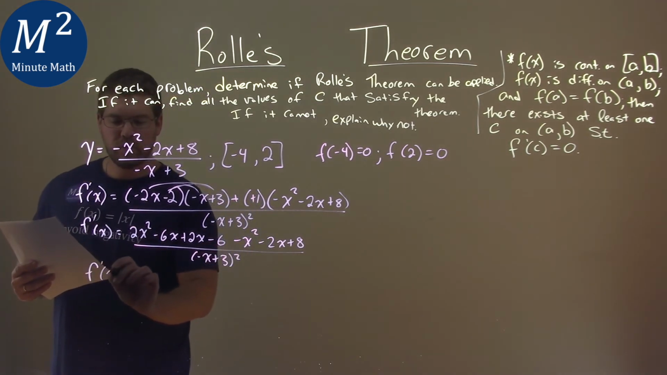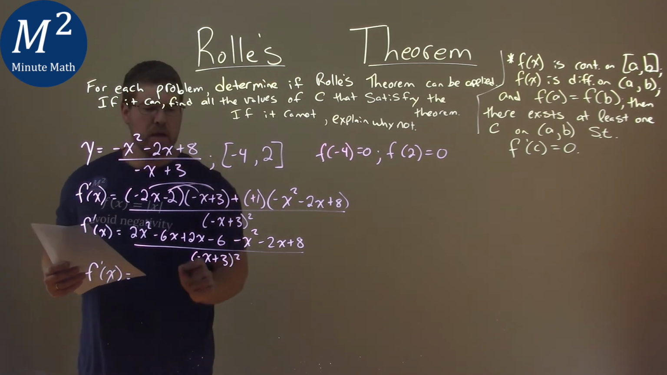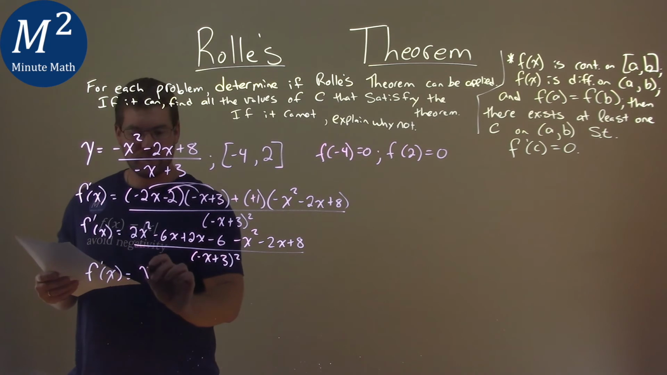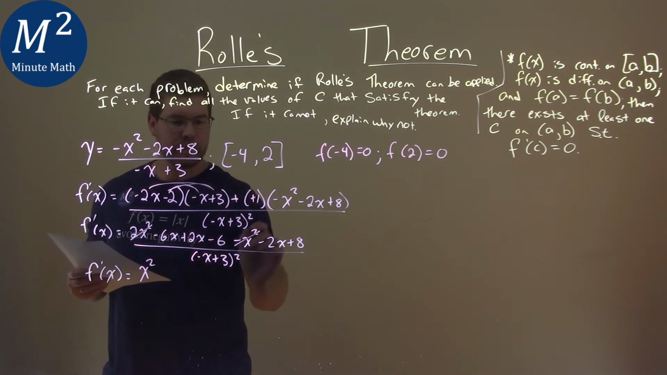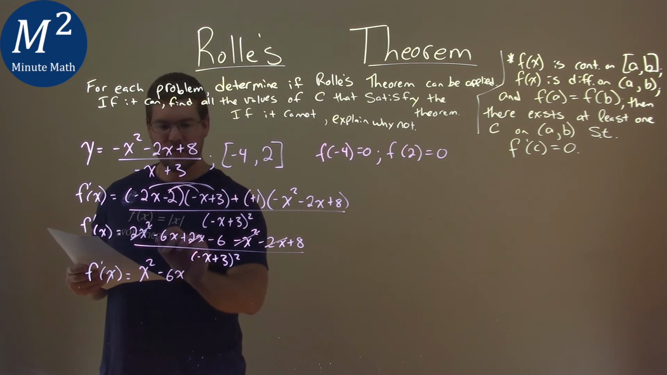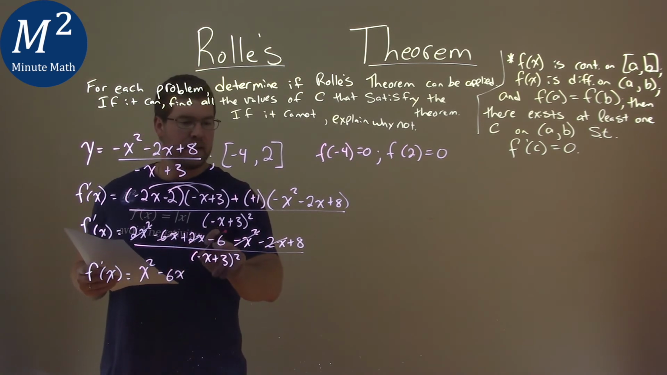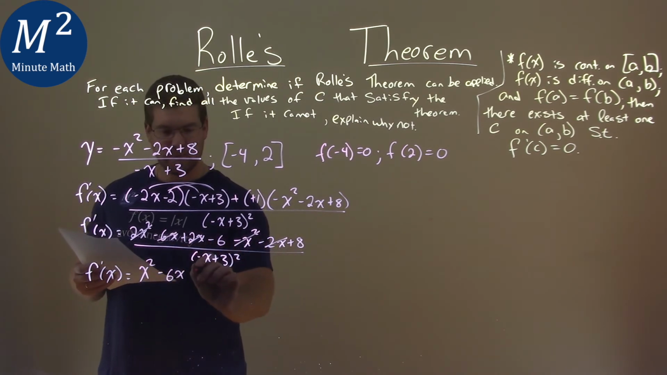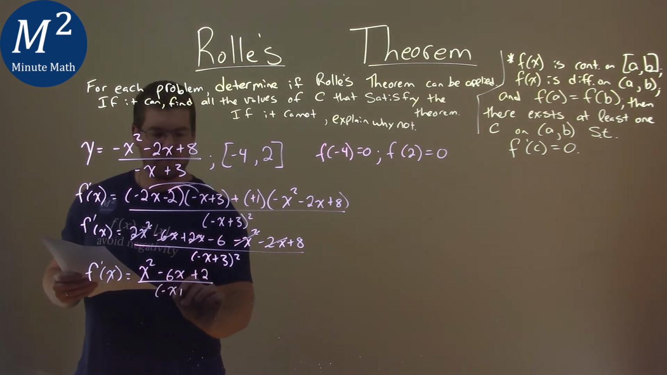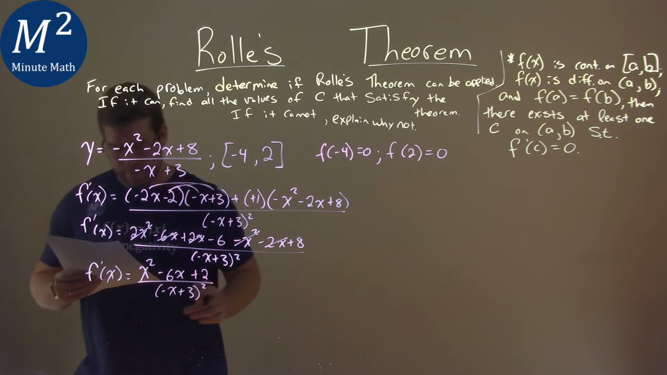So let's simplify this numerator. Well, 2x squared minus an x squared is a positive 1x squared. The 2x and the minus 2x cancel, so we just bring down the minus 6x right there. And negative 6 plus 8 is a positive 2. All of that is over our negative x plus 3 all squared.